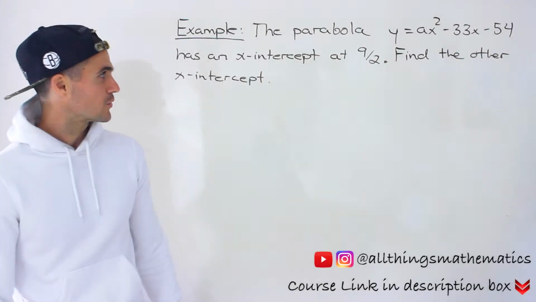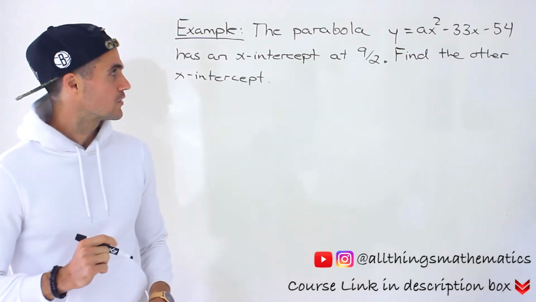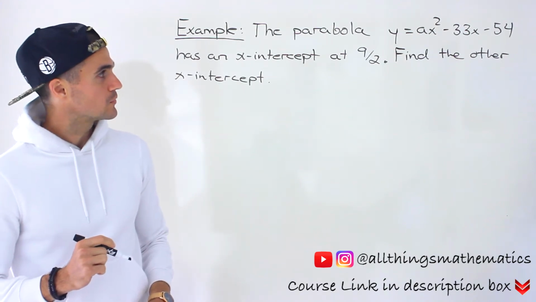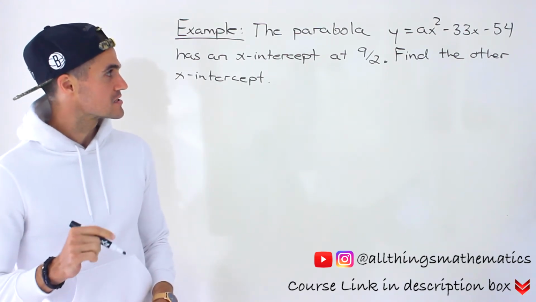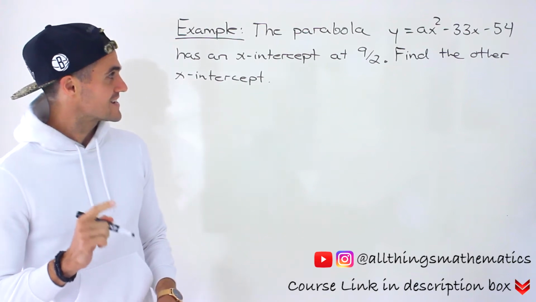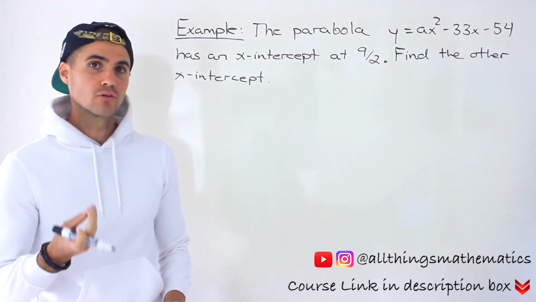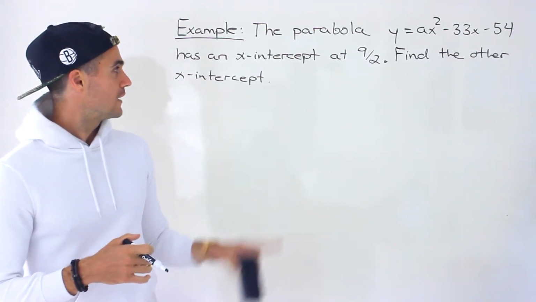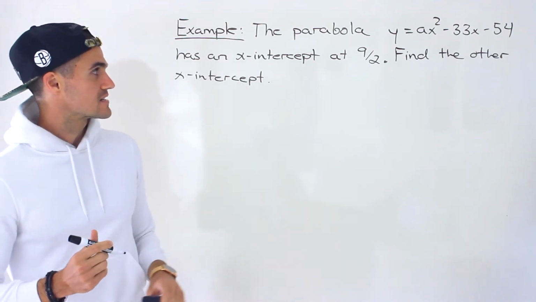Patrick here. Moving on to another question. This is a fairly cool one dealing with quadratics. The parabola y equals ax squared minus 33x minus 54 has an x-intercept at a value of 9 over 2, or 4.5, and we have to find the other x-intercept.